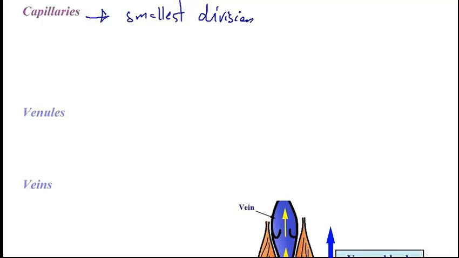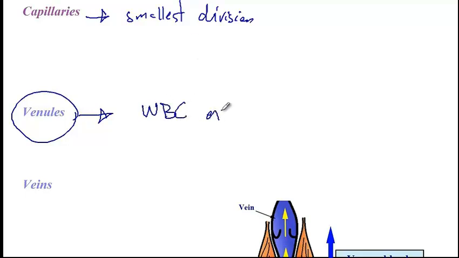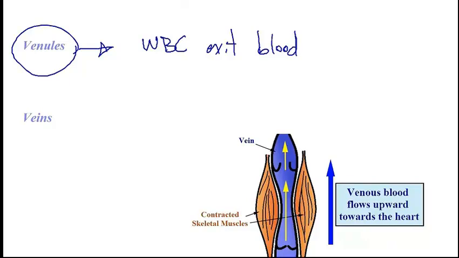Right? Then the blood from capillaries will enter the venules, and these venules are generally the site where white blood cells will exit blood and fight infections. And then finally, venules will empty into veins, which are made of thin walls, and as we just discussed, they are highly distensible and can hold large blood volume. Actually, as much as 70% of the blood in the circulatory system can be found in our veins.